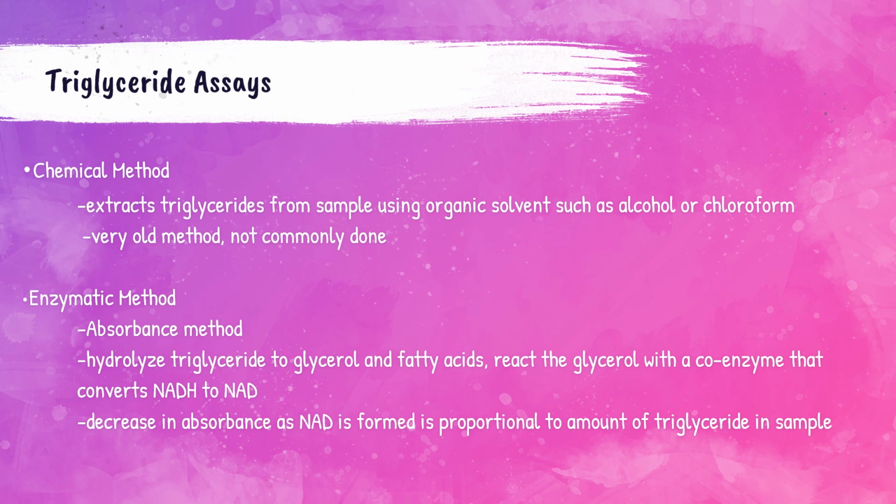Triglycerides were once measured via a chemical method that used either alcohol or chloroform to extract the triglycerides out of a patient's sample. And because of the potentially dangerous nature of this test, clinical laboratories now perform an enzymatic method to measure triglycerides in the blood sample. And again, these are all performed on chemistry analyzers. So hardly anything manual is done in clinical chemistry these days. The sample gets put on the analyzer and it gives you a result.